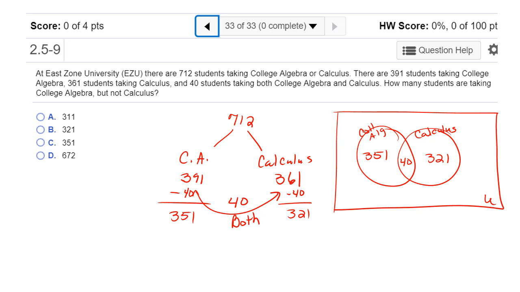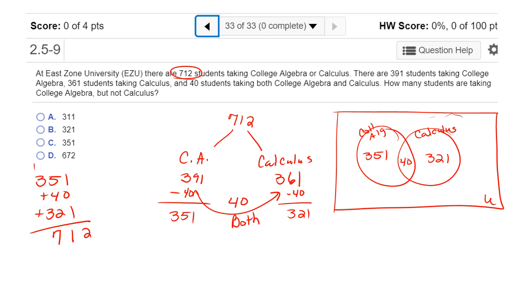Now, let's see. 351 plus the 40 who take both, plus the 321, when I add those, that gives me exactly 712. Let me double check my addition. 1 and 1's 2, 9, 10, 11, carry my 1, so that's exactly 712. So that's all the total students. There should be no other students out here in the peripheral regions.